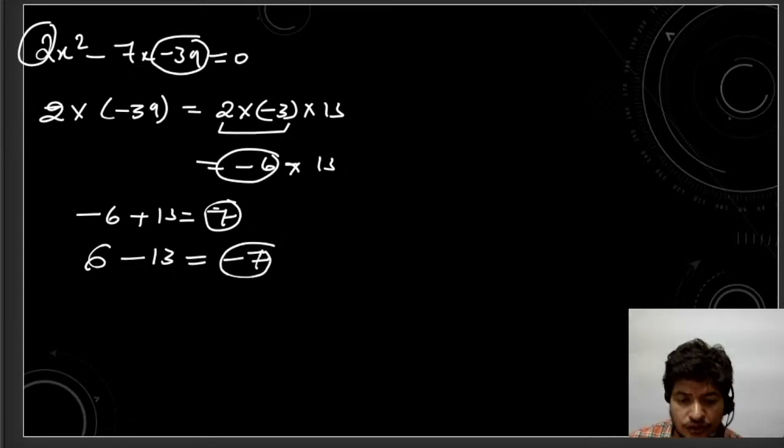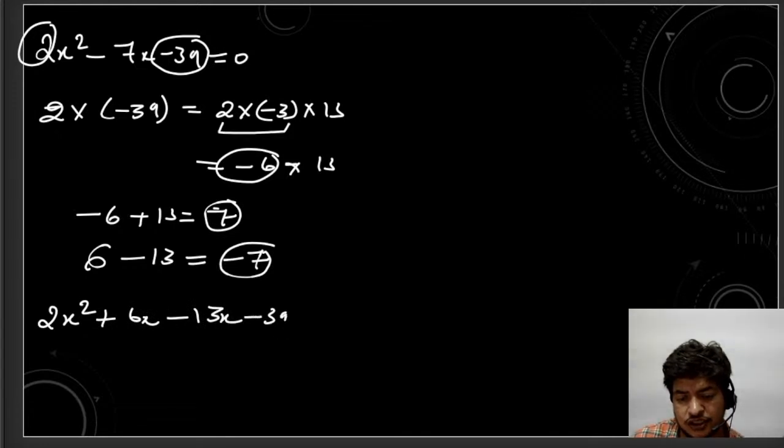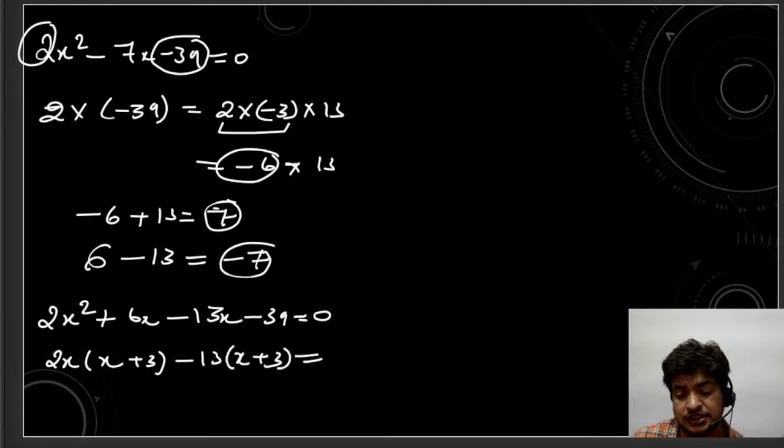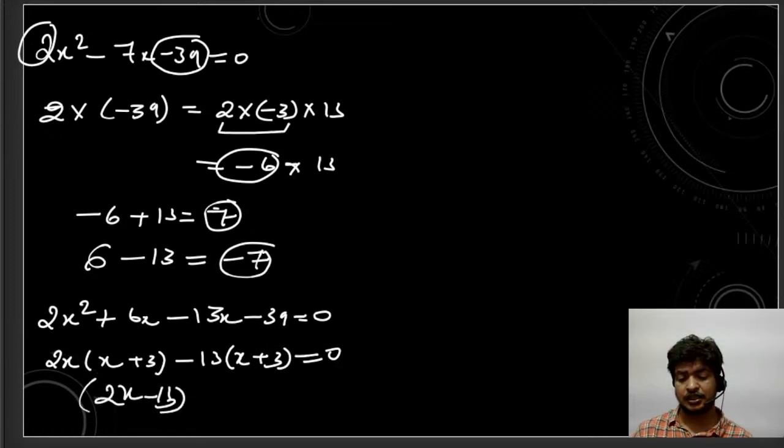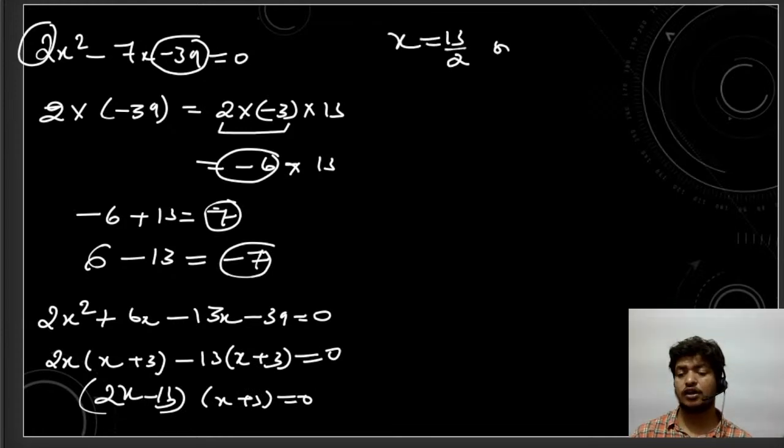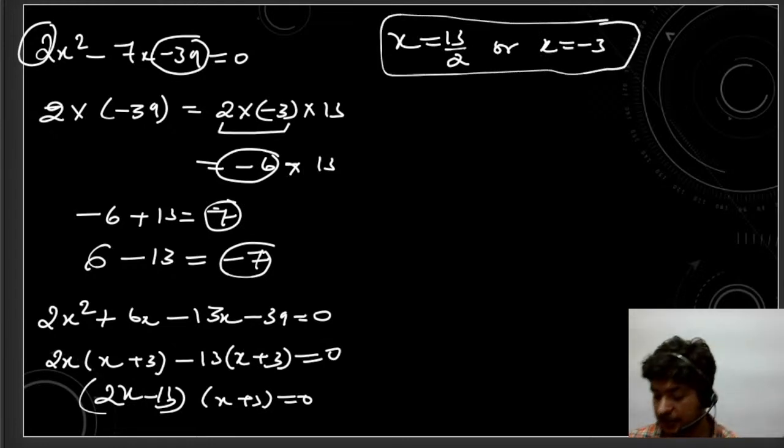Okay, मतलब 2x square you can write as plus 6x minus 13x minus 39, that is equal to 0. Once you take x common, here you will get x plus 3. Here you take minus 13 common, here you will get x plus 3, that is equal to 0. So here you are getting 2x minus 13 and x plus 3, that is equal to 0. So you are getting x is equal to either 13 by 2, or x is equal to minus 3. So this is the value that you will get.